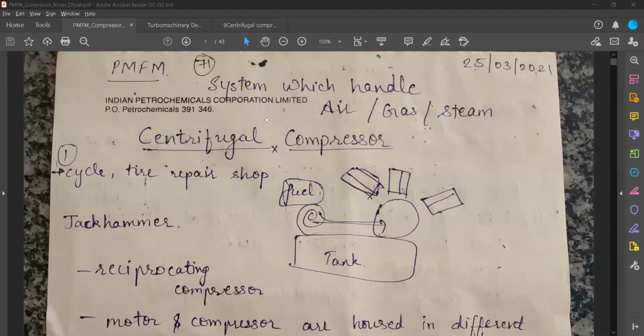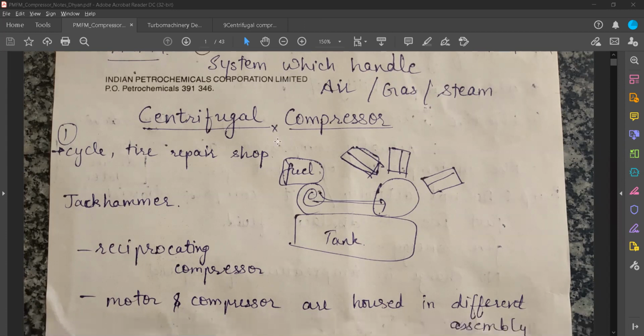Okay, let's start with compressors today. So we have already earlier seen what are pumps. So today we'll see the section of compressors. We'll introduce the compressor, how they are different from pumps, what defines a compressor, what is their purpose, and how they work. So let's start with the basic thing.